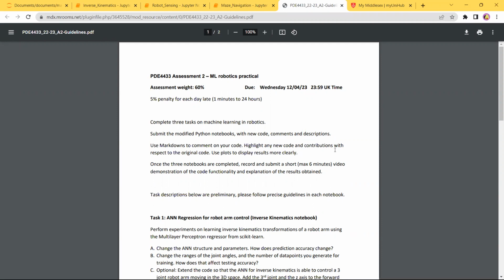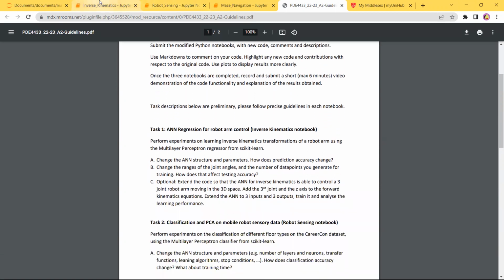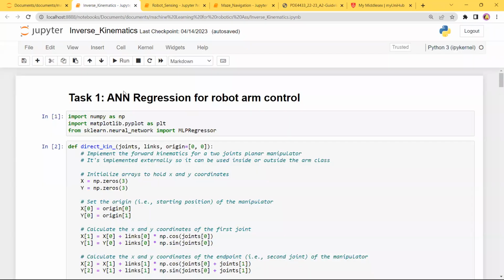This is my second assignment for machine learning for robotics, and we are given the task to perform experiments on learning inverse kinematics transformations of a robot using the multilayer perceptron regressor from scikit-learn, and we were to change the structure and parameters and talk about how the prediction accuracy changes. So the first one is the inverse kinematics. Here, I defined the necessary functions used to carry out different tasks.